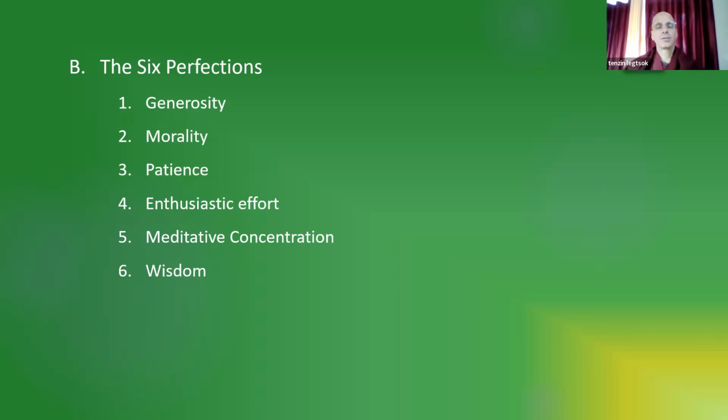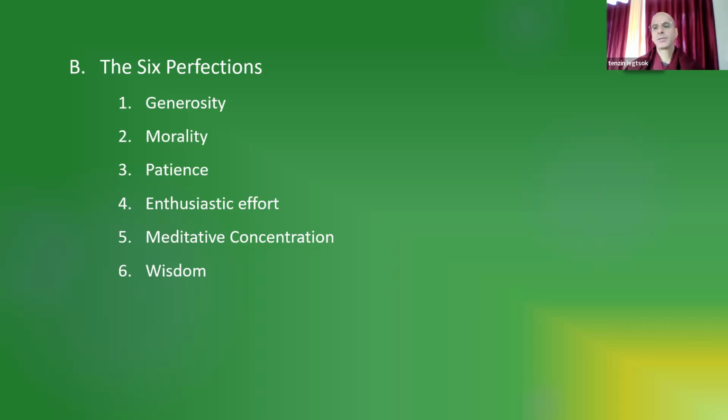So the six perfections are the perfection of generosity, the perfection of morality or ethical discipline, the perfection of patience, the perfection of joyous effort, the perfection of meditative concentration, and the perfection of wisdom.